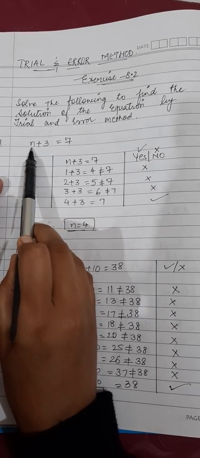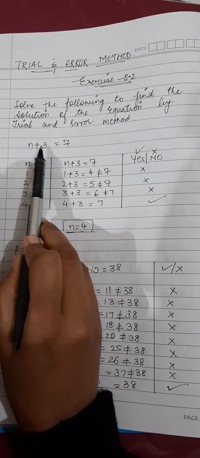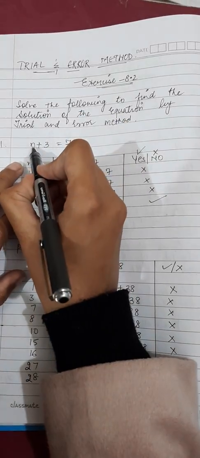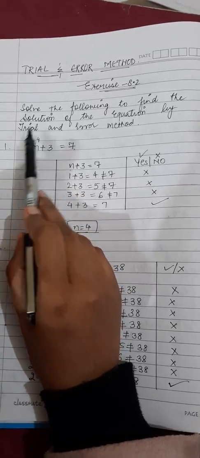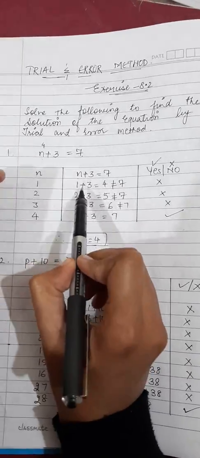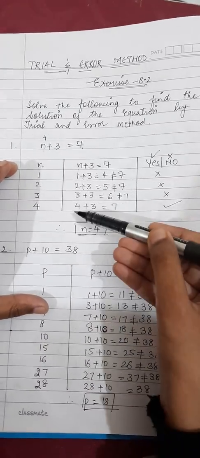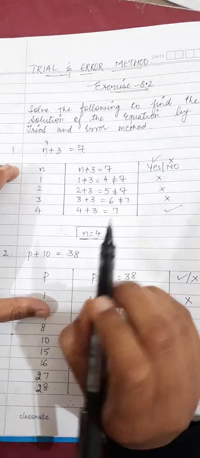Now what should come here so that if I add 3 to this number, the answer should come 7? If I place here 4 instead of this n, 4 plus 3 will give me 7. The same way we are going to do the trial and error method. That means I am going to try different values for n and see on what value the answer will come correct on the right hand side.